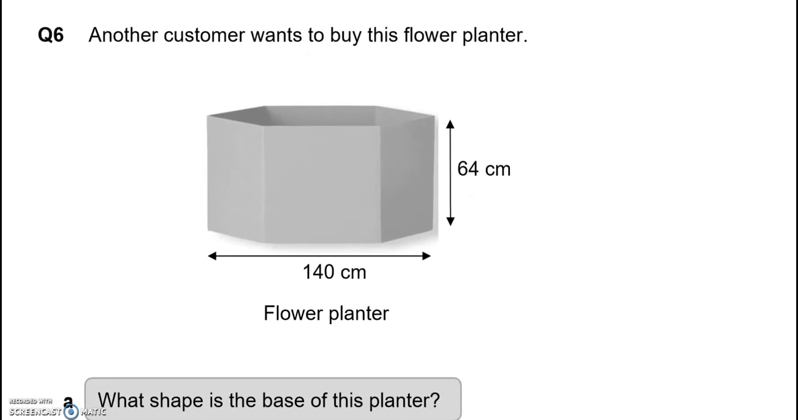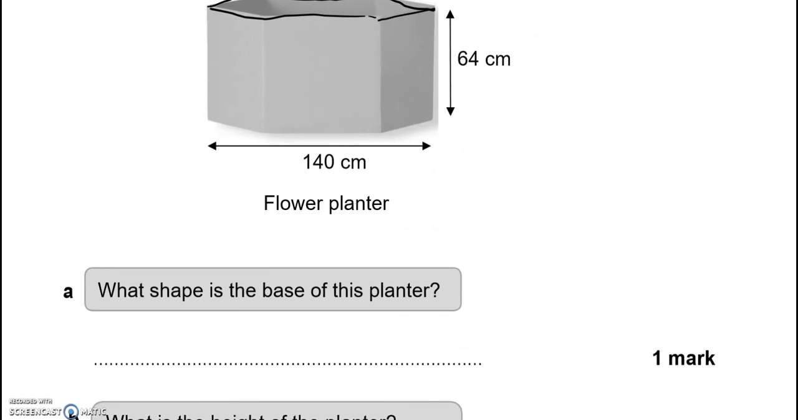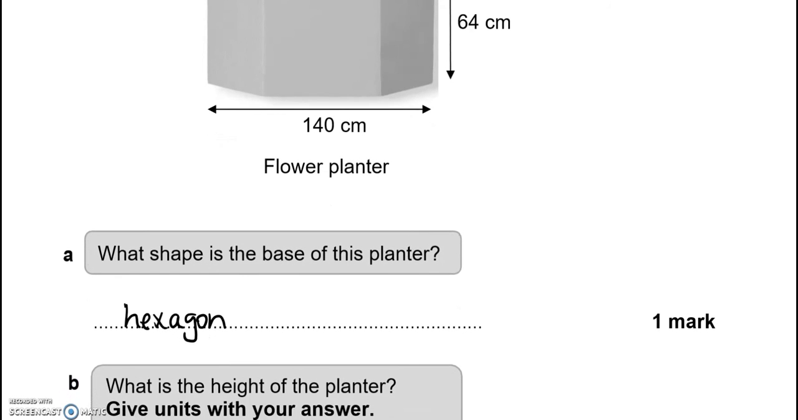Another customer wants to buy this flower planter. What shape is the base of this planter? The base is a hexagon. As you can see, it has 6 sides. See from the top, 2, 3, 4, 5, 6. So it's a hexagon. What's the height of the planter? Give units with your answer. Height, 64 centimeters.